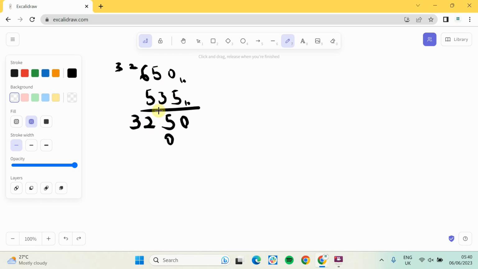3 times 5 is 15. If I divide 15 by 10, I'm going to have a remainder of 5 and the result of 1, right? So 3 times 6 is 18. 18 plus 1 is 19. 19 divided by 10, that is 1 remainder 9. So 9, I'll carry over the 1, right? Because there's nothing else to multiply, I'll just bring down the 1.